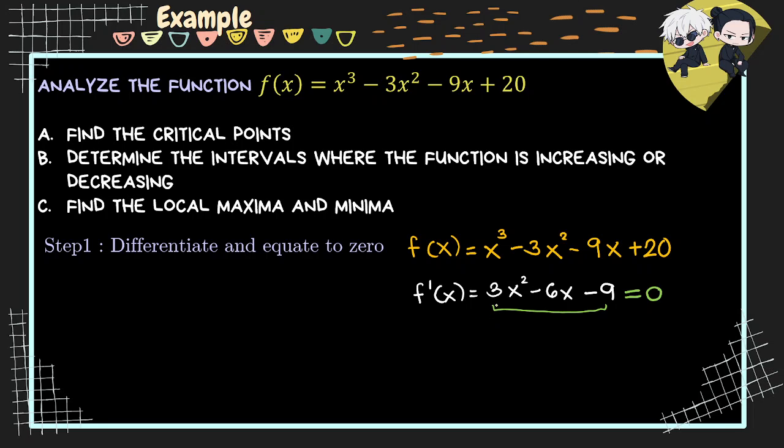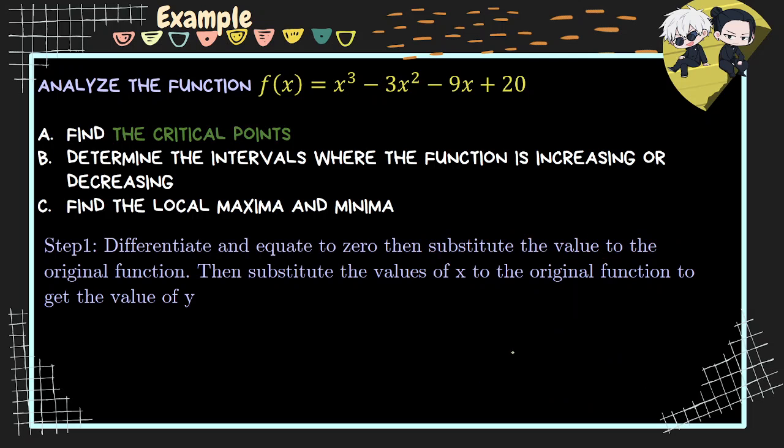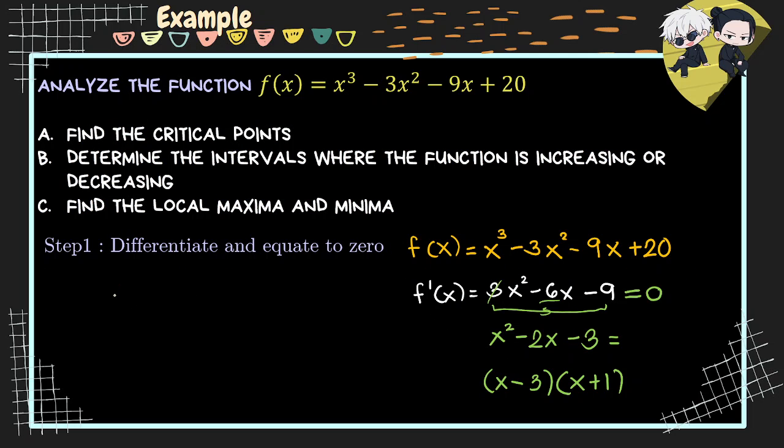O, sige, factor pa natin. Divide natin sa 3, magiging x squared minus 2x minus 3 na yan. So, what's the factor of this function? So, the factor is x minus 3, di ba? And x plus 1. So, we have now the x values. So, if we factor out, therefore, our value of x is equal to positive 3 and x is equal to negative 1.